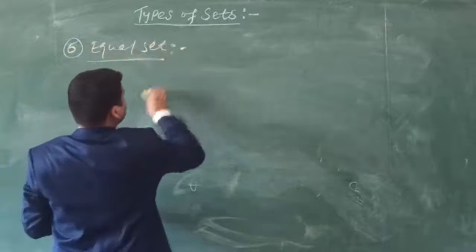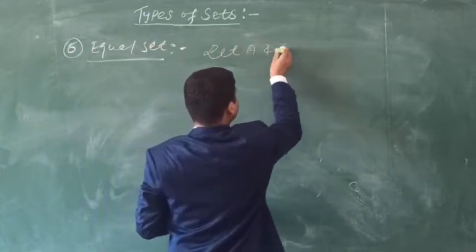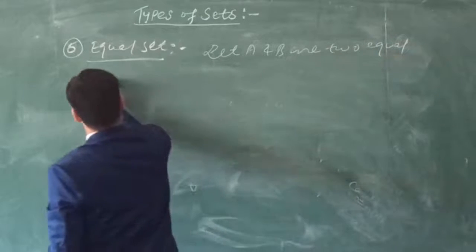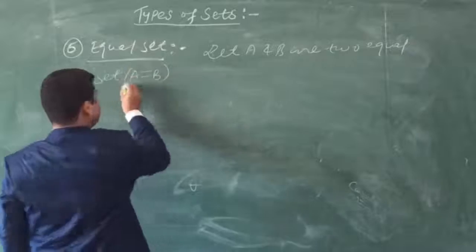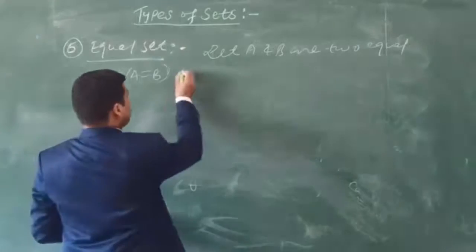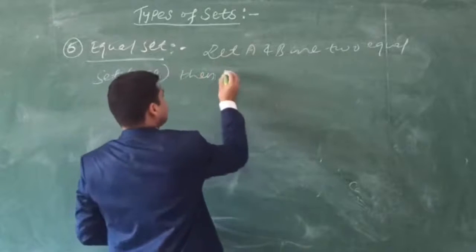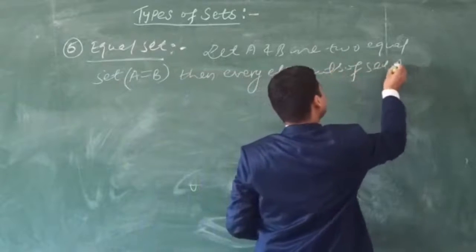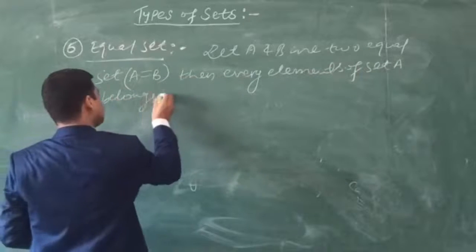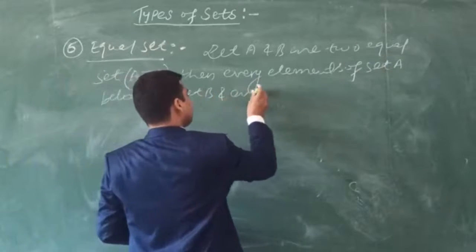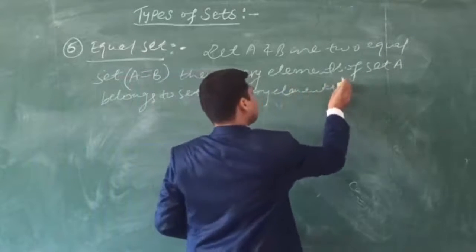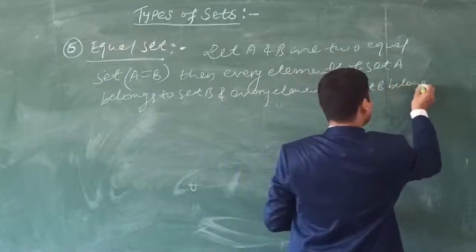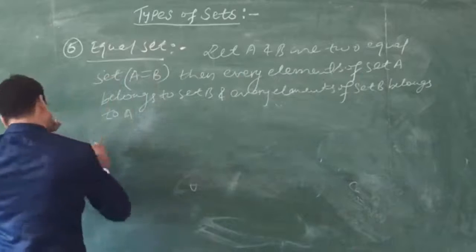Let A and B be two equal sets. You can write A equals B. Then, this is a very, very important condition: every element of set A belongs to set B, and every element of set B belongs to set A. Now see this here, I am going to explain equal sets.